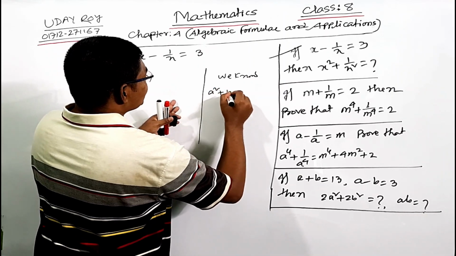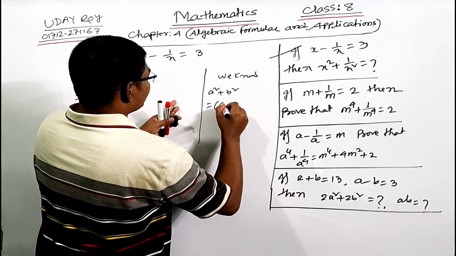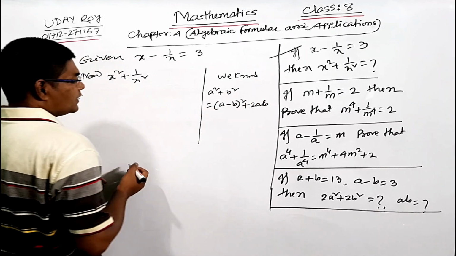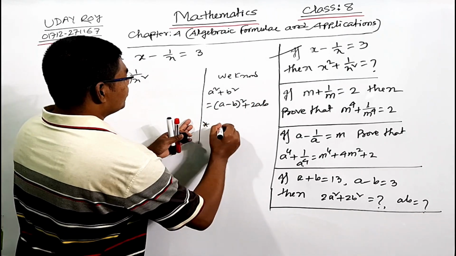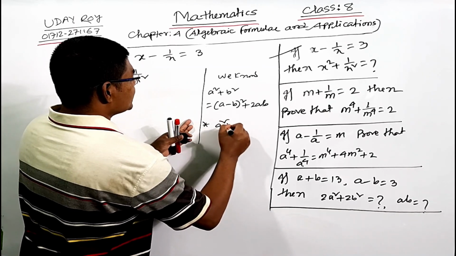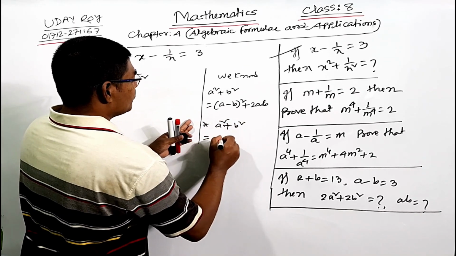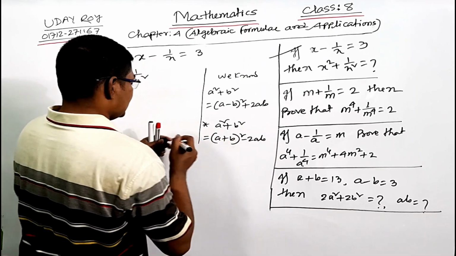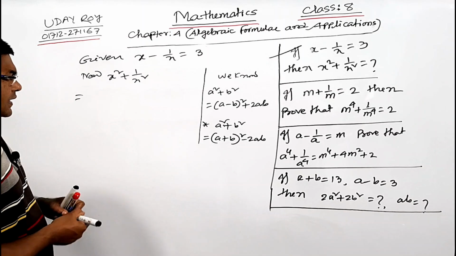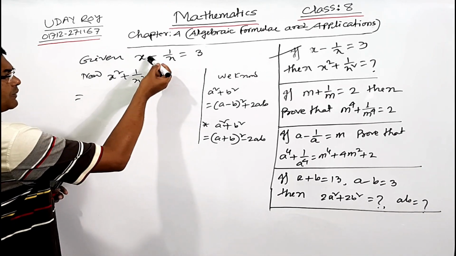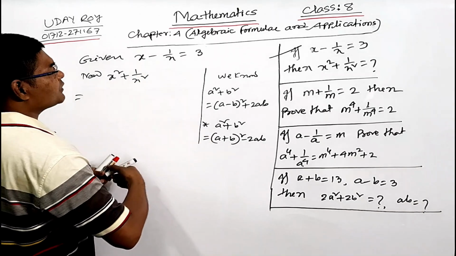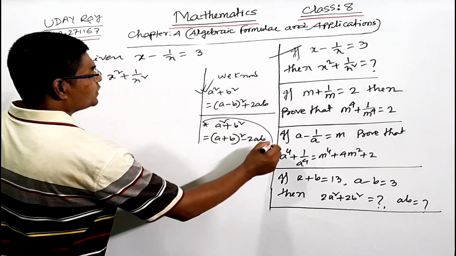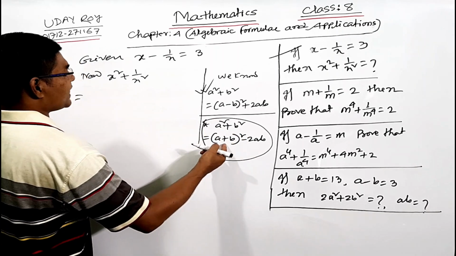a square plus b square equal to a minus b whole square plus twice ab, and another a square plus b square equal to a plus b whole square minus twice ab. But here you can see the given part is minus. For this we have to use this corollary. We have no need to use the other one because this is plus but here is minus.